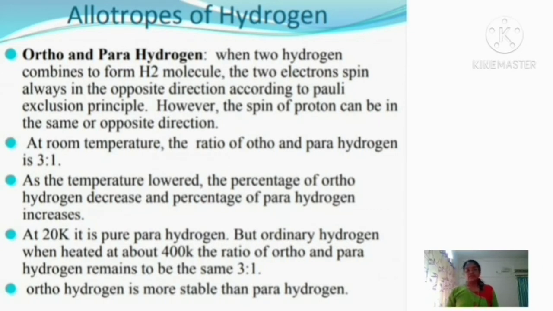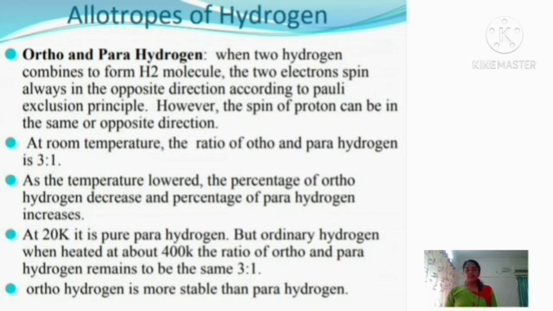When two hydrogen atoms combine, we get a hydrogen molecule. At that time, the two electron spins should be in opposite directions. Only then do they result in the formation of a hydrogen-hydrogen bond in the hydrogen molecule. That is according to Pauli's exclusion principle.